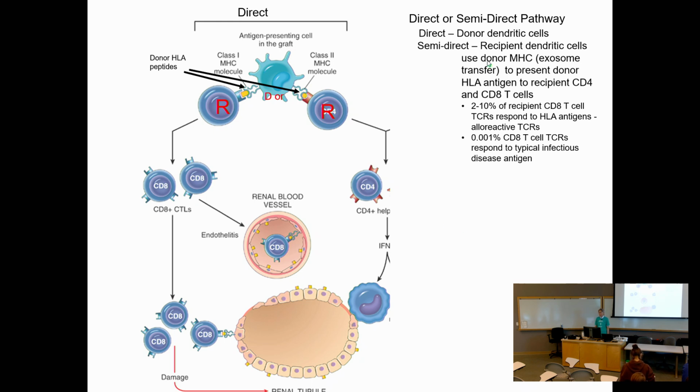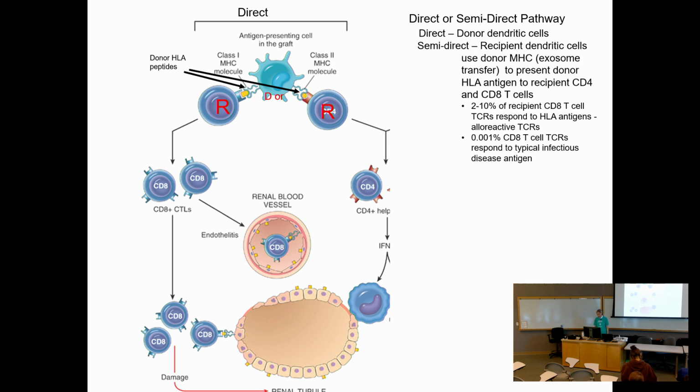What's interesting recently is what's called a semi-direct pathway, and it's actually thought that this is what's been going on all along. So the direct pathway is not necessarily donor dendritic cells in the graft, because in experimental models, you can flush out all of the donor antigen presenting cells and still get a direct rejection response.